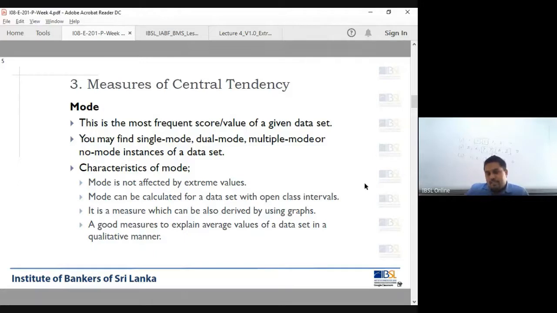Now, these points, I again reiterate, have been some of the pet areas of the examiners throughout the past couple of years to test your knowledge on. We'll take them one by one. The first point I'm going to discuss is that mode is not affected by extreme values.